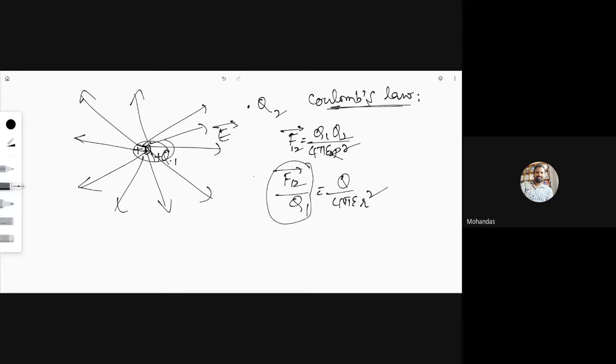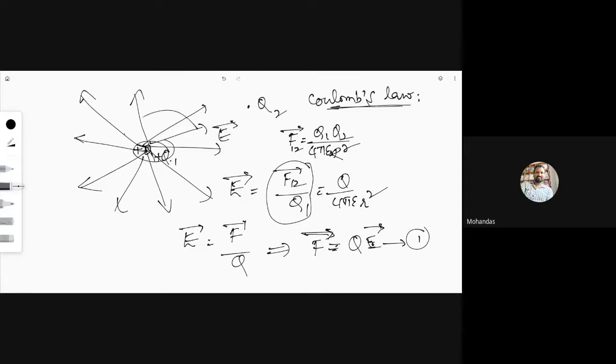What is the force per unit charge? That is electric field intensity. So what I am going to write is E equal to force by charge. That implies force equal to Q into E. So this is equation 1. What does this equation say? This equation says that if there is an electric field E, and you place a charge Q, which is at rest or moving, even though it is at rest, there is a force. Even though it is moving, again there is a force. That force equals Q into E.